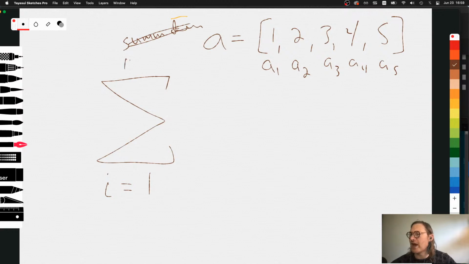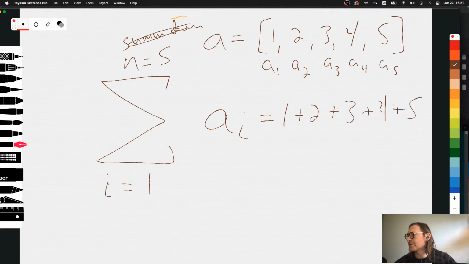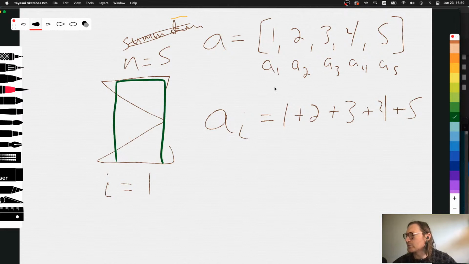So i is 1, let's go up to n. N is the length of A. If we want to sum all of these items, we can just do A sub i. So we're starting at 1, and we're taking it up to n, where n is 5, right? N is 5 because there are these 5 items. And we've got A1, A2, A3, A sub 4, A sub 5. And what this works out to is 1 plus 2 plus 3 plus 4 plus 5. If we were to replace this, say, with a product symbol, which would look something like that, this would be 1 times 2 times 3 times 4 times 5. So i, in this case, is just the iterant, the number we're given by the iterator.